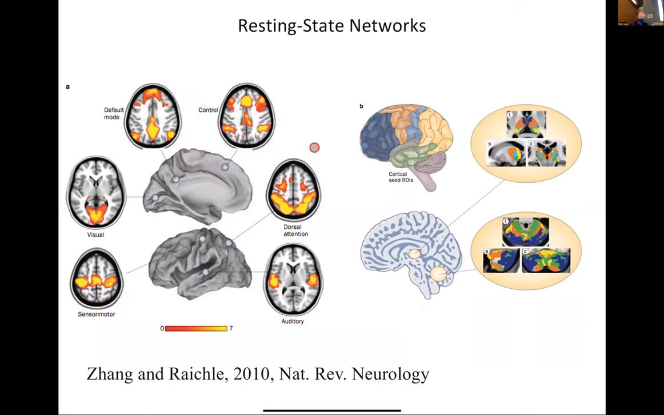So since the discovery of resting state networks, there's been quite a lot of networks. One very popular network is the default mode network. This is the network that is active when you're thinking about yourself and less active when you're doing a task. There's been quite a few networks discovered, but there's typically about 20 or 30 networks that are discussed a lot.